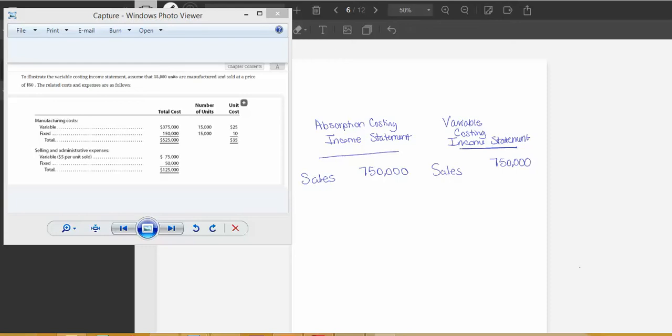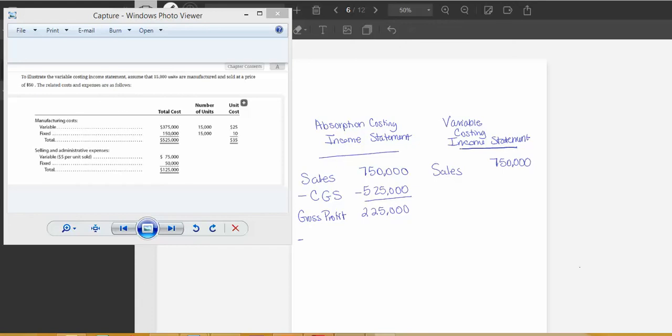It tells us by looking at the problem that the total manufacturing cost for these 15,000 units is $525,000. Well, with the absorption costing income statement, that's going to look just like the income statement you already know how to make, which is sales minus cost of goods sold, and that's $525,000. They've already totaled that up for us in the problem, which gives us a gross profit of $225,000. Remember, sales minus cost of goods sold is gross profit.